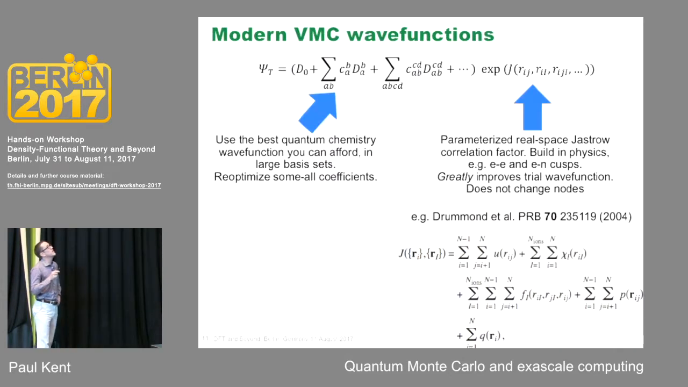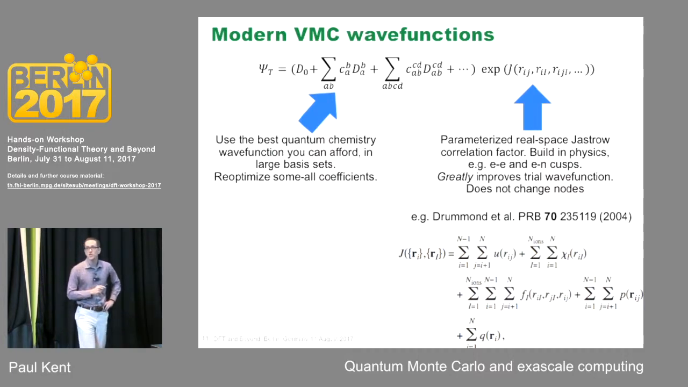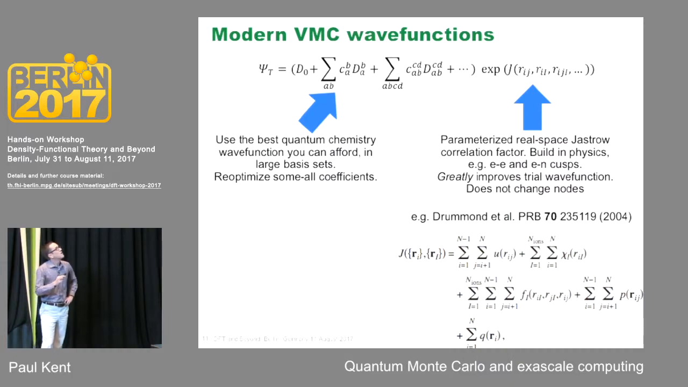So what might we do in a modern calculation? Here I've written down an example of a state-of-the-art wave function. We take the best quantum chemistry wave function that you can afford. I've shown here, for example, a ground state Slater determinant, say Hartree-Fock, a bunch of singles, a bunch of doubles. So this is a configuration interaction expansion, which we learned about in Eagle's lecture. This has lots of parameters and coefficients in it that we may change later on to improve this wave function. And then we multiply this by a real space term.